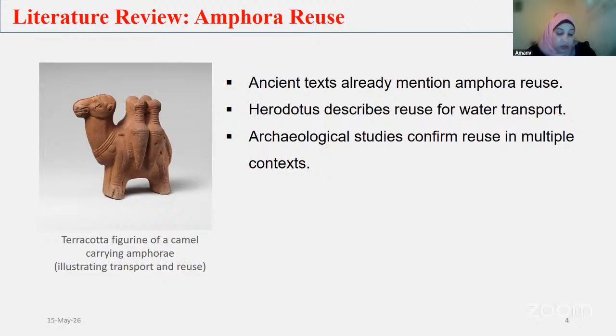We also see reuse of local products, especially wine, from the Maritime region. Modern archaeology confirms this pattern. We find reuse in domestic, industrial, architectural, and funerary contexts, especially in Roman Egypt and the Maritime region. So reuse wasn't rare, it was a widespread practice. This brings us to the methodological problem.